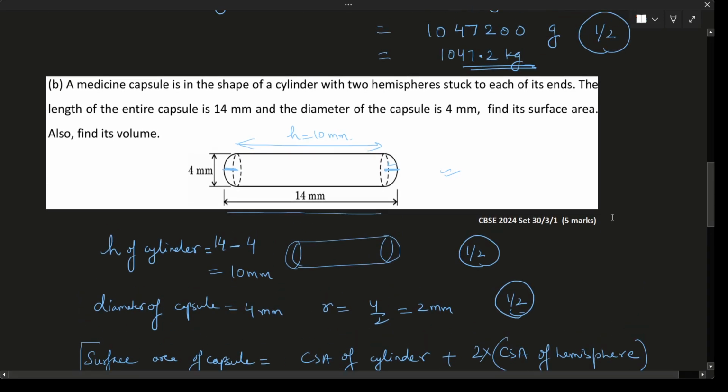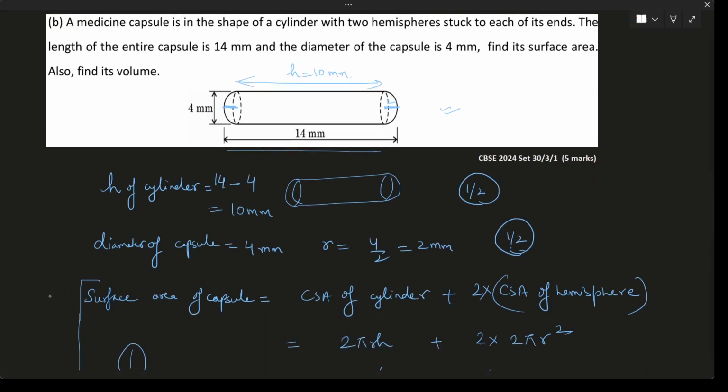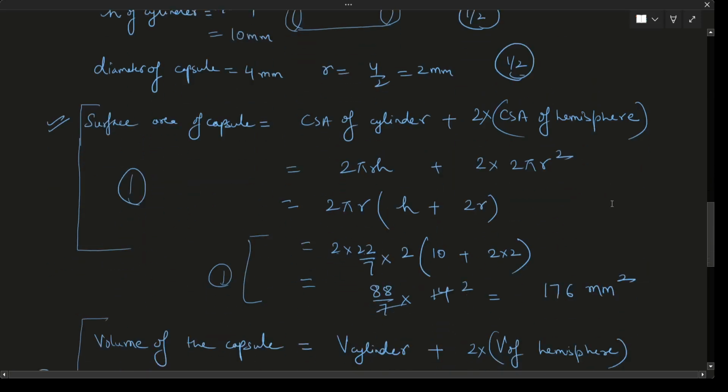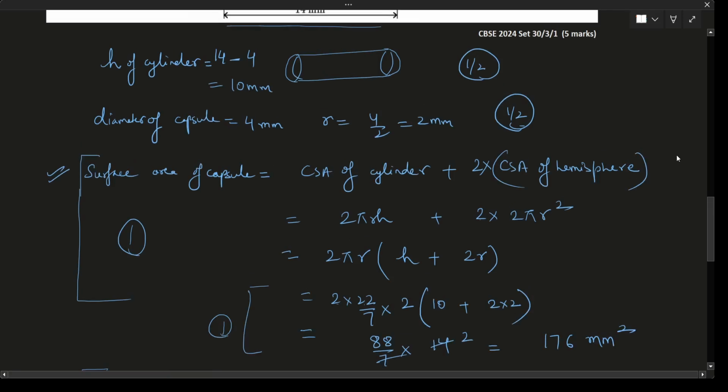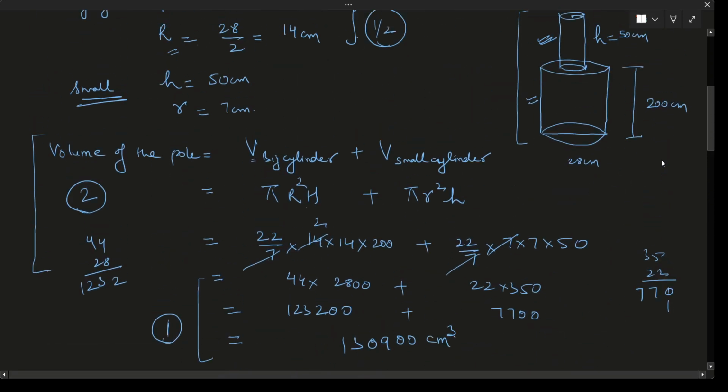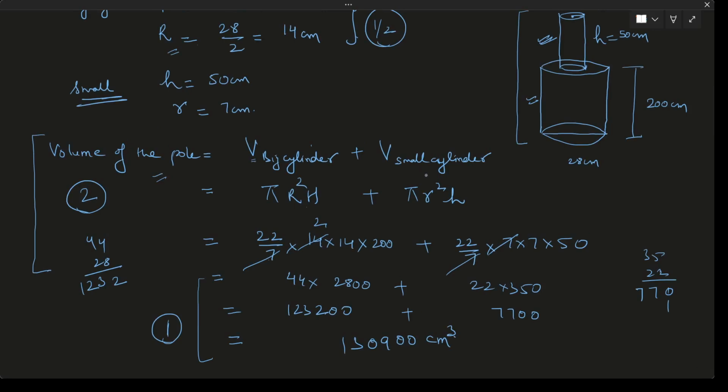Please take care when you solve these type of question. It is very important to write what is the total surface area of the given figure when you combine them. What is the total volume of the capsule? This is very important. Same way in the previous question, I've written that volume of the pole will be equal to volume of the big cylinder and volume of the small cylinder. You have to mention the formula.